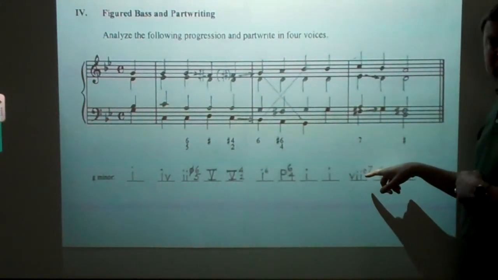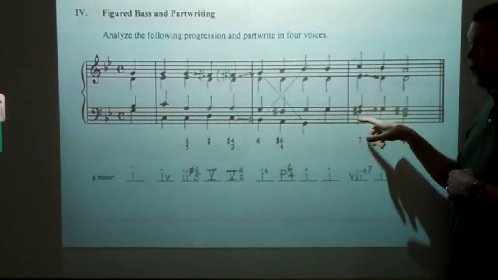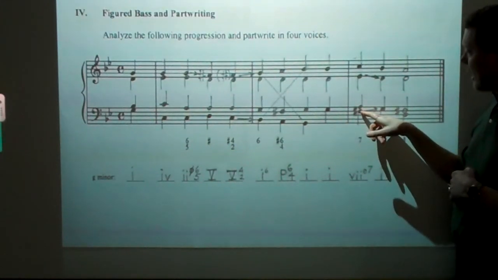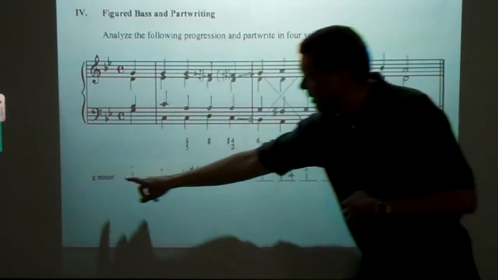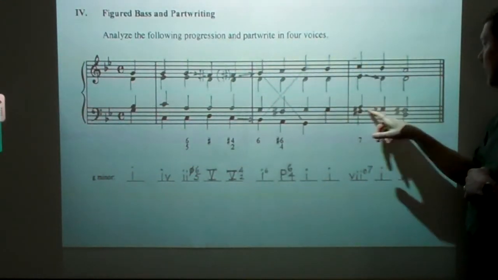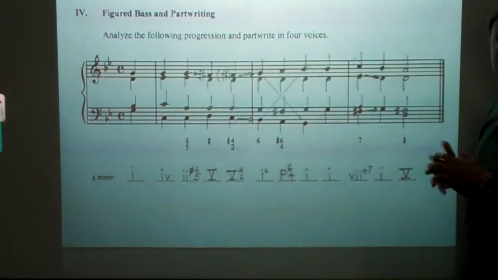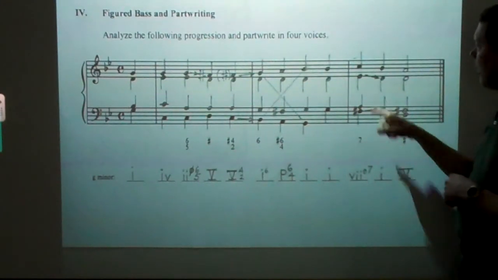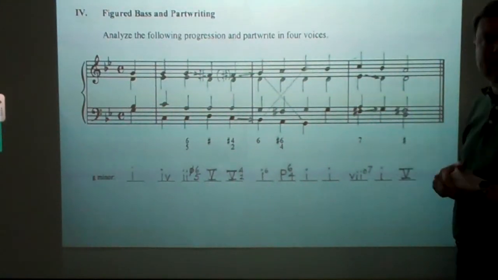The root of a vii7 chord is the leading tone of the key. You can see that that F sharp is the leading tone of the key of G minor. That has to go up by step, and it does. I took it there for you because I gave you the bass. But also, this chord has a chord 7th.